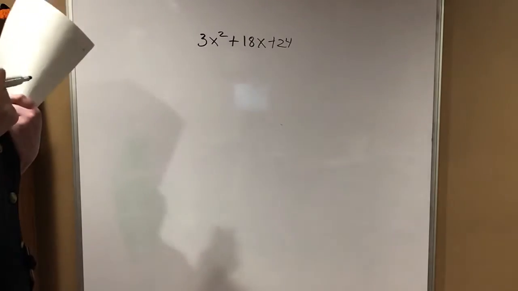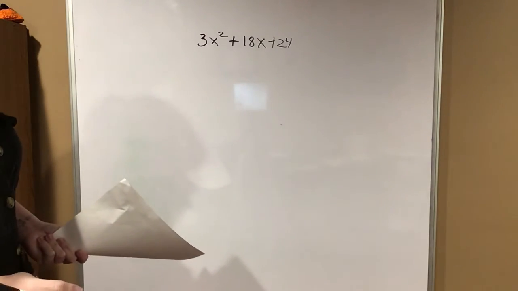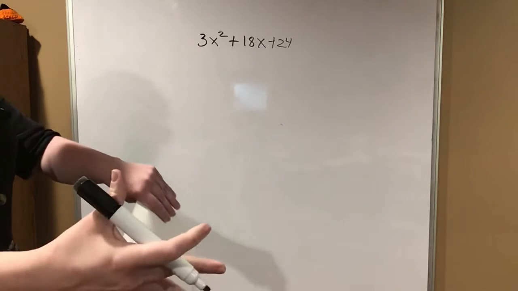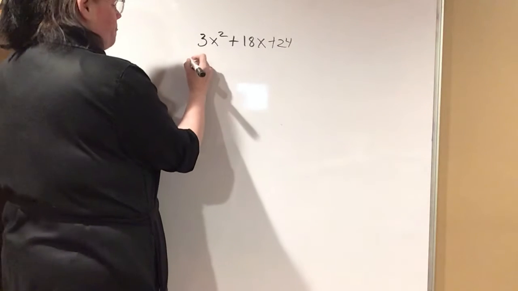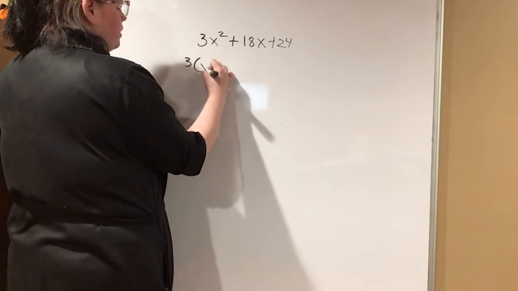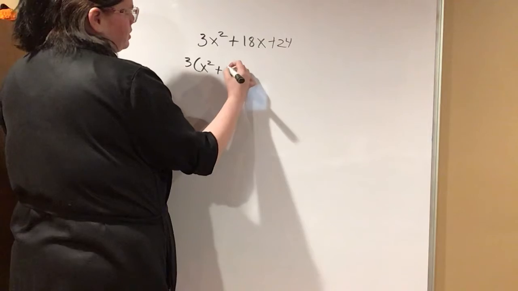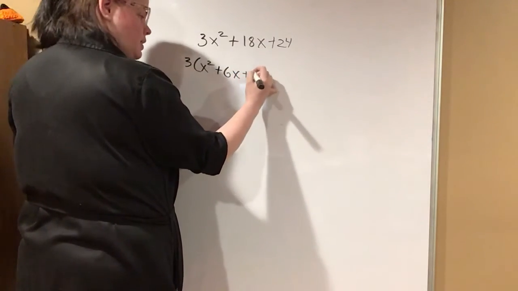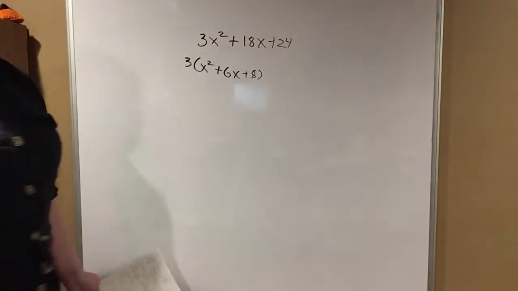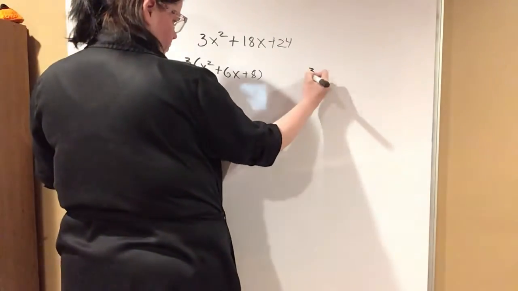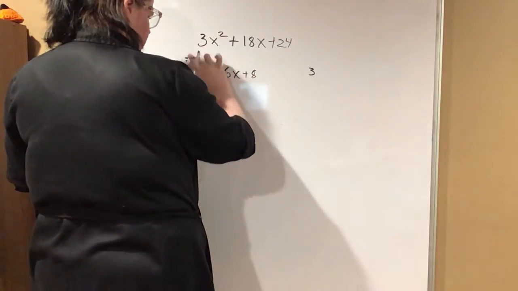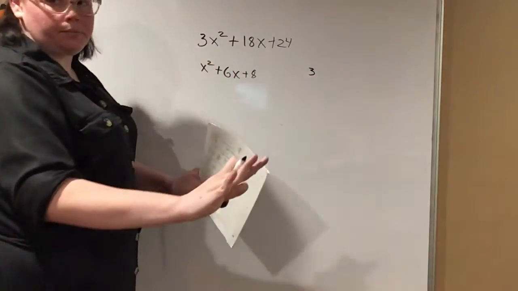Well, let's take the 3 out because that's the greatest common factor. We just learned that we can take the greatest common factor out, so let's do that. So we're going to take the 3 out. So 3 times x squared plus 6x plus 8. Now, we took 3 out, so I'm going to just put him off to the side here. I'm going to ignore him for a minute, because I know he's part of my solution.